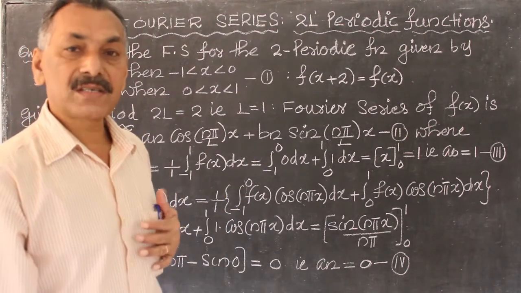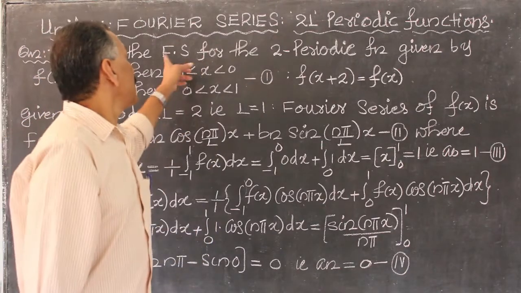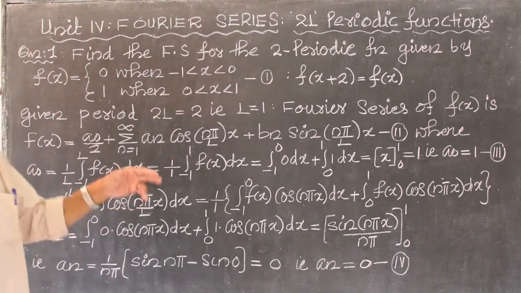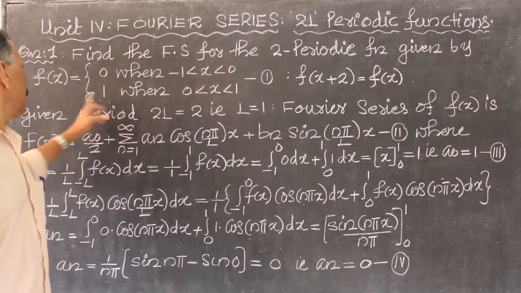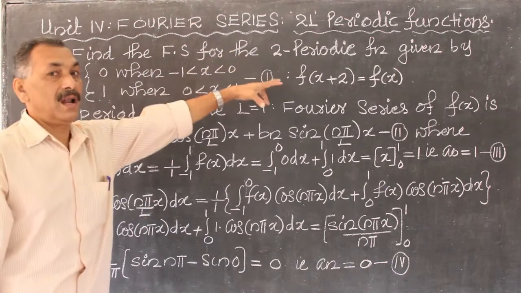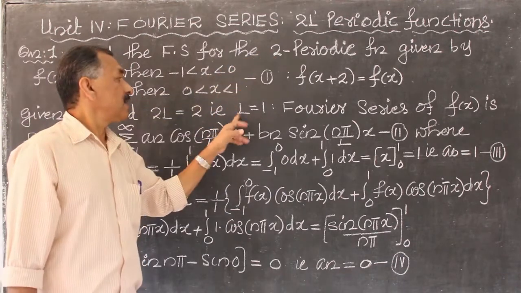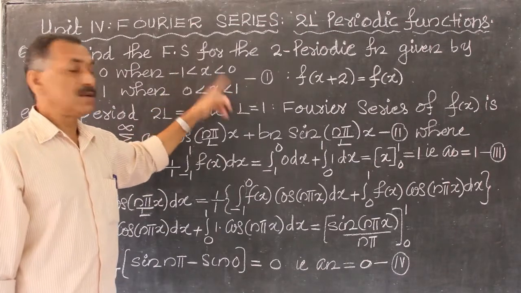That means the given function is a 2 periodic function defined in the interval -1 to 1. Then the Fourier series, we have already seen the Fourier series. The given period 2L of the 2L periodic function is equal to 2. That is L is equal to 1, like -1 to 1, L is equal to 1.